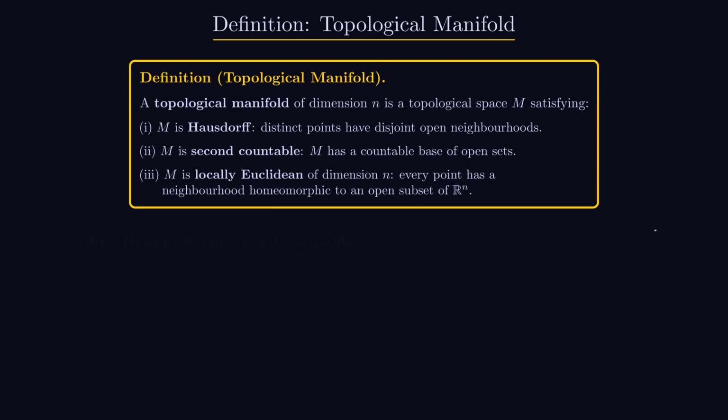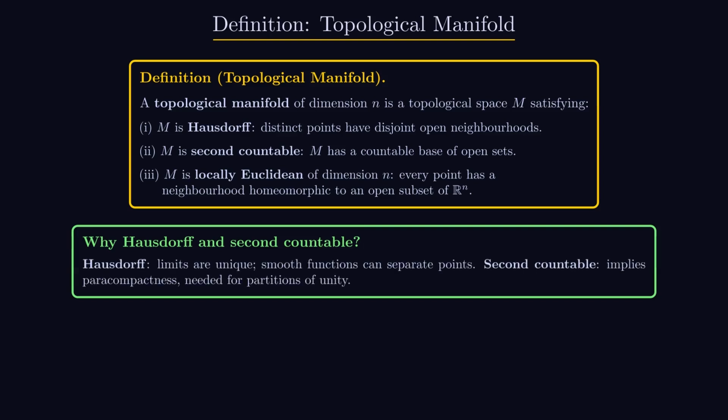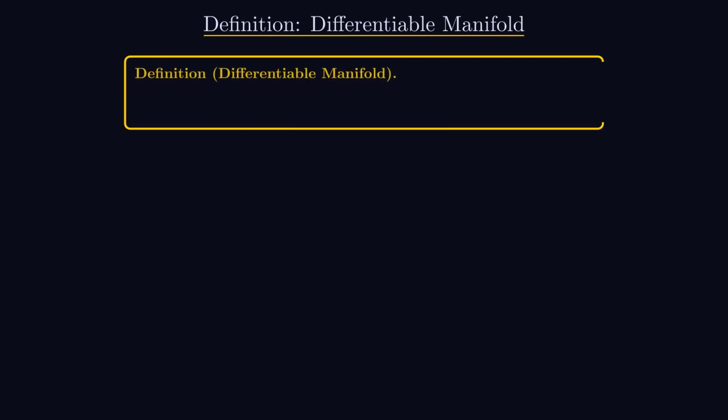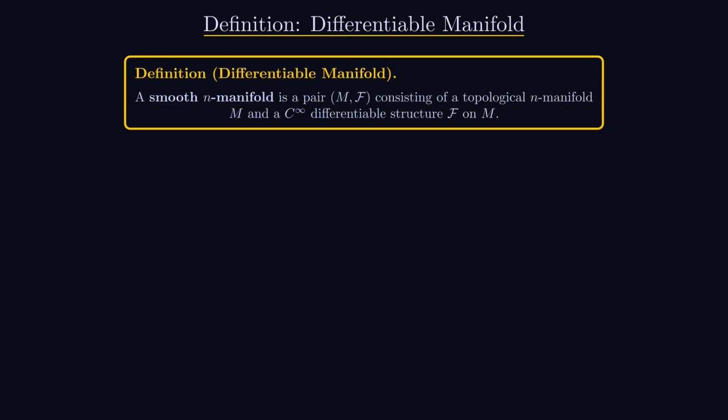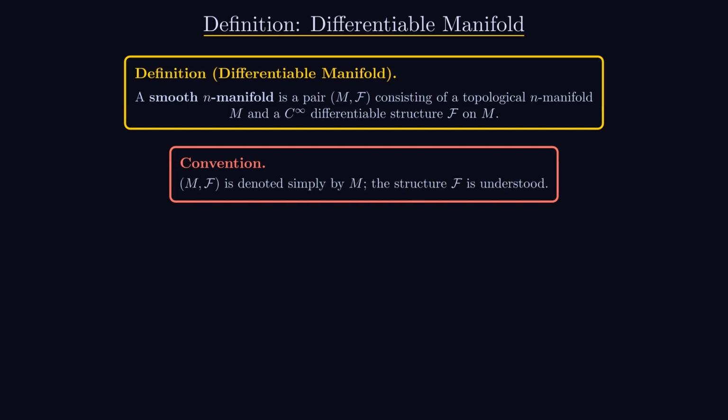Why impose these two extra axioms? The Hausdorff condition ensures limits are unique, and smooth functions can separate distinct points. Second countability implies paracompactness, which is the topological condition needed to construct partitions of unity. A smooth n-manifold is a pair, M and F, consisting of a topological n-manifold M together with a C-infinity differentiable structure F on M. We will denote the pair simply by M with the differentiable structure F understood.